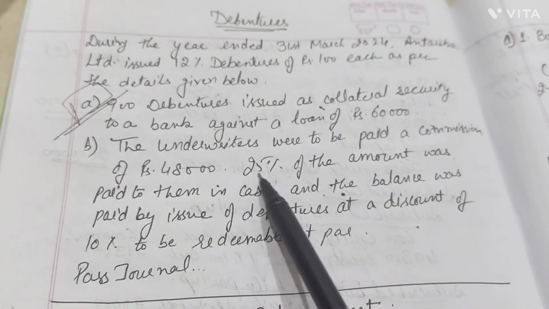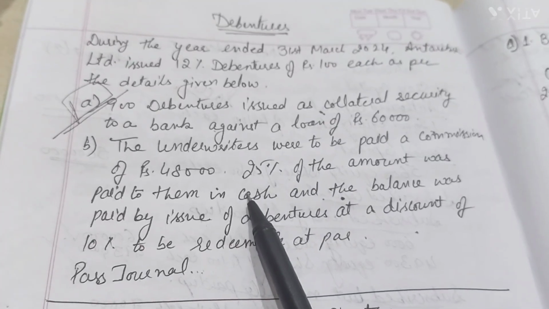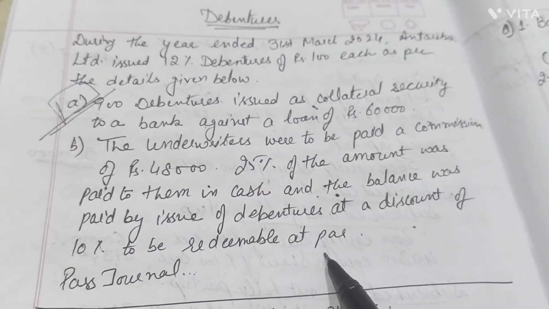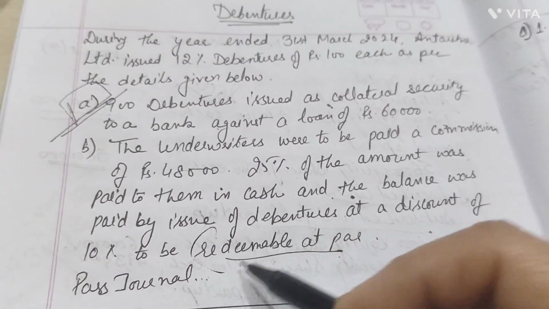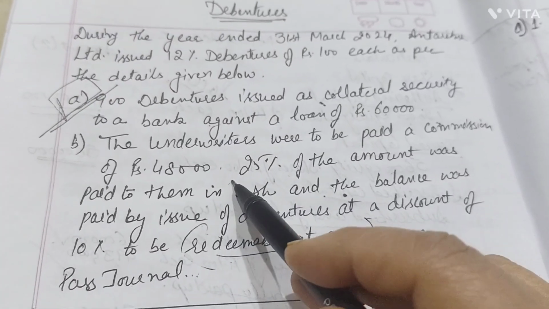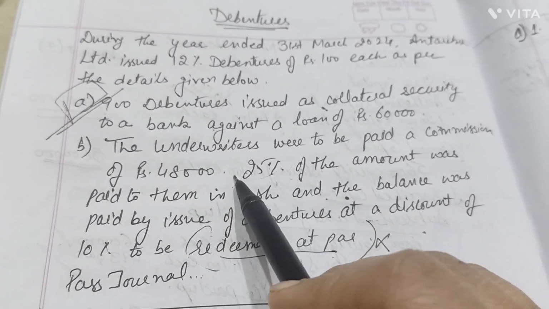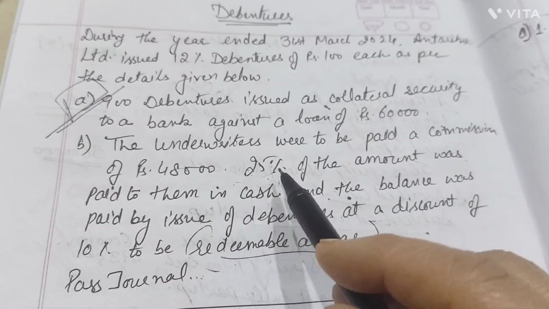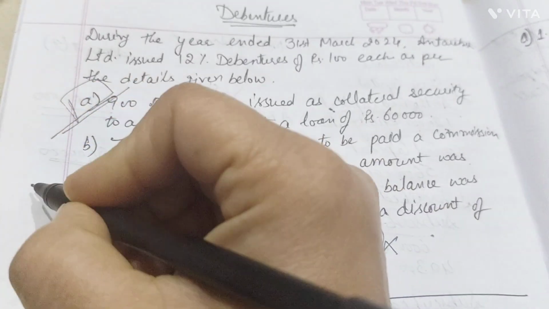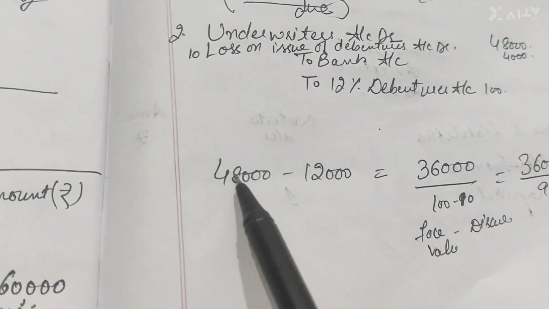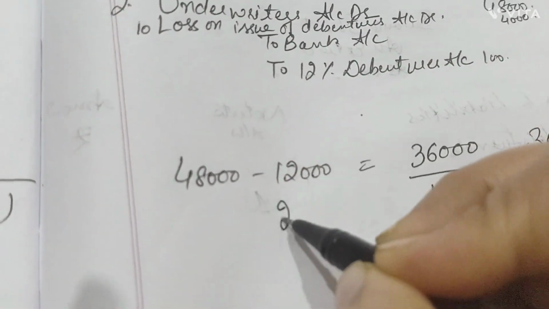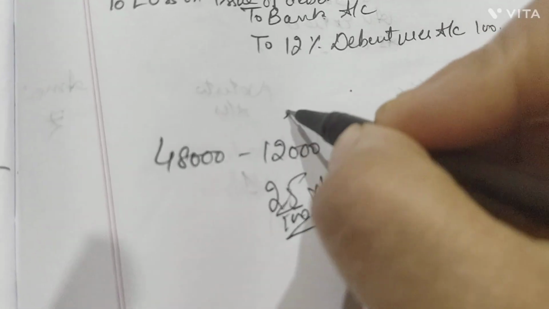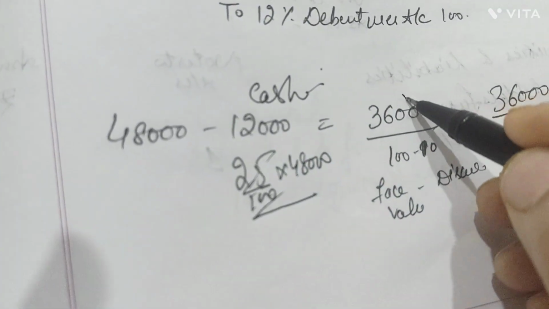Now, the question says 25% of this amount is paid to them in cash and the balance by issue of debentures at a discount of 10%, which were redeemable at par. When debentures are redeemable at par, we need not consider this point. Now, for 25%, we have to make a payment through bank. So 48,000's 25% means 12,000 rupees. This 12,000 is paid in cash, so 12,000 is deducted from the sum of rupees 48,000. How did this 12,000 come? That was 25% of 48,000, which is paid to them in cash. How much balance is left?